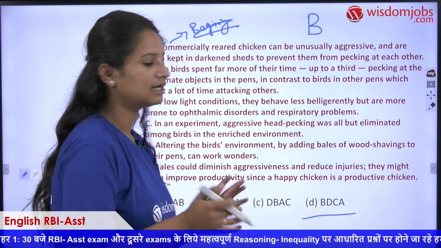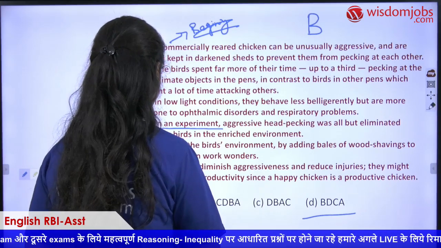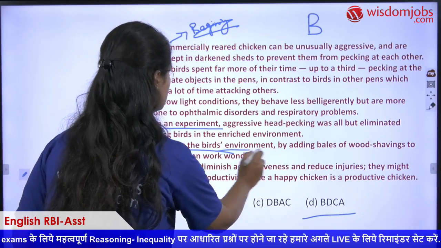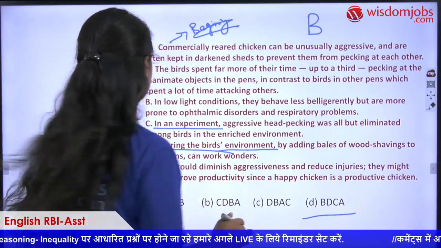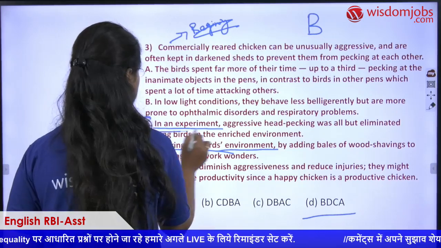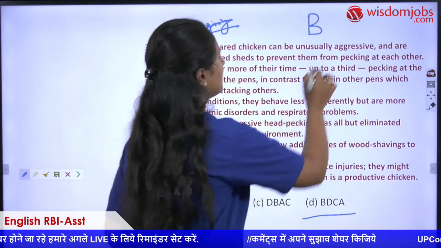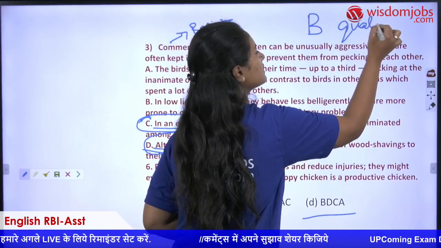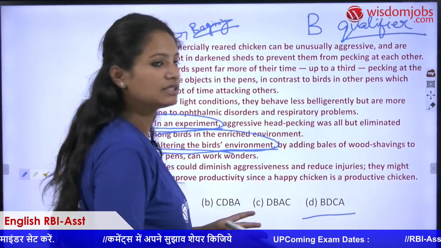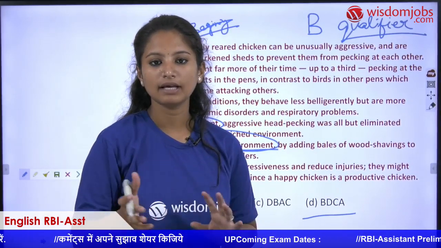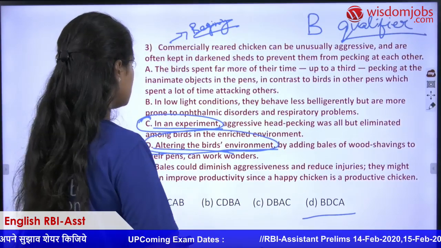So here you can clearly see that "in an experiment" and "altering the bird's environment" are the words which worked as the linking words. Generally you can take them as the qualifier sentences, sentences which actually talk about the other sentences. So here both of them are the qualifier sentences.